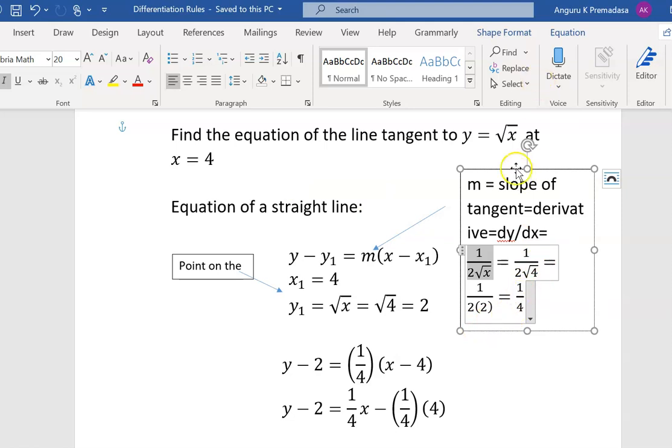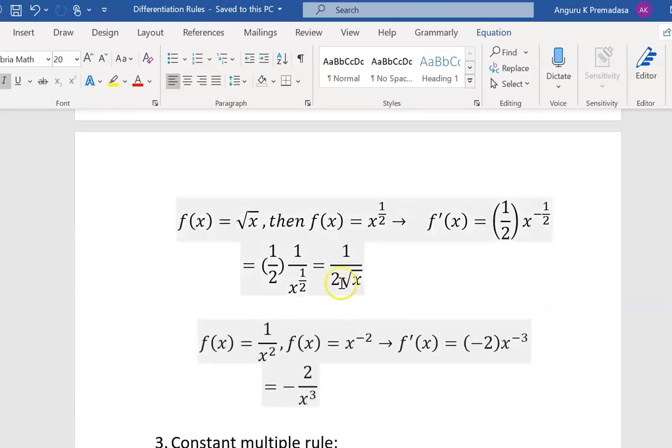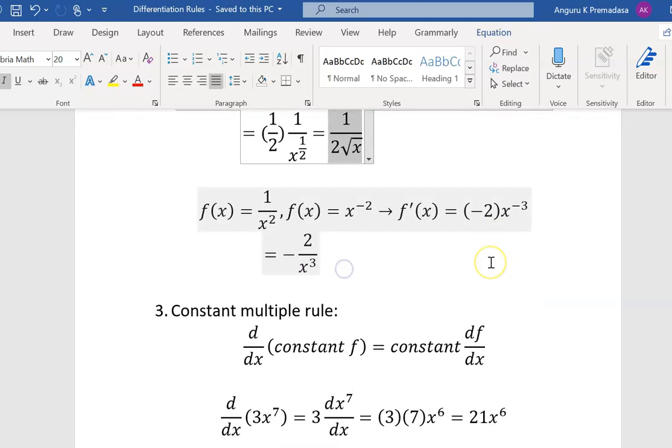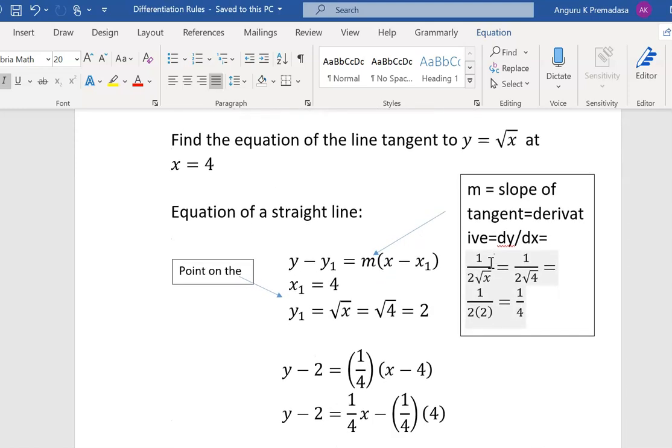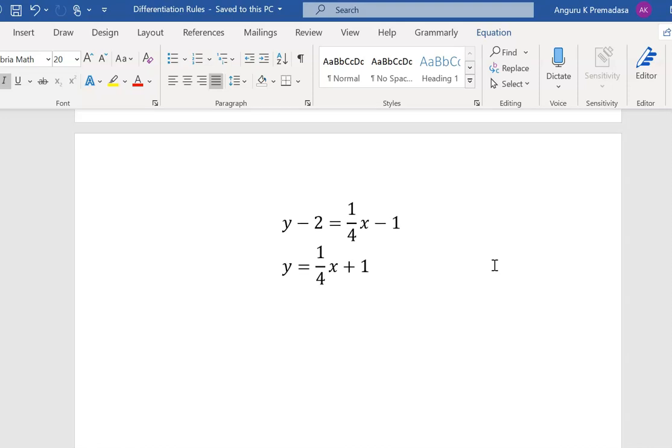So 1 over 4. Once again, we are using the power rule and think of this as x to the 1 half. So the derivative, as we found earlier, is 1 over 2 square root x. Okay, so just using that, you can get the answer pretty easily for even slightly complicated sums.